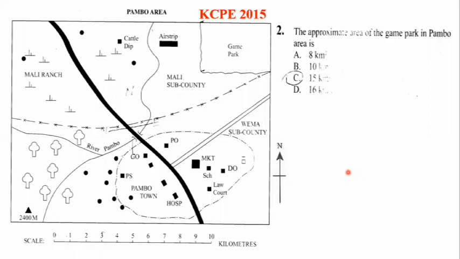So let's now look at the questions that were set in relation to area. This is a map of Pambo area, which was tested in KCPE 2015. The question was number 2, and it asked the approximate area of the game park in Pambo area is. Mark the word approximate. So whatever you find here is approximate, because this line is not straight, so you don't expect it to be accurate, because we are using a straight paper.